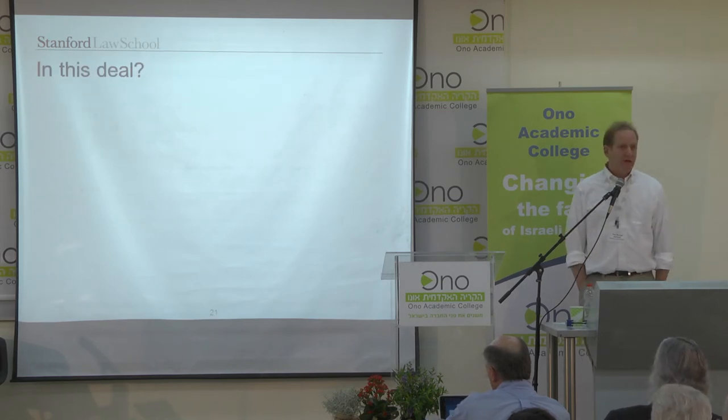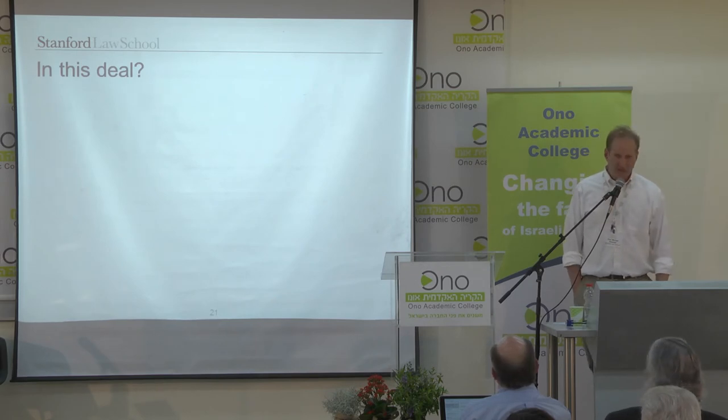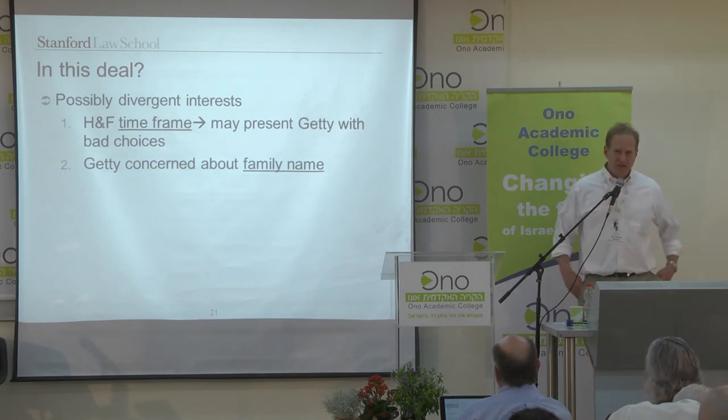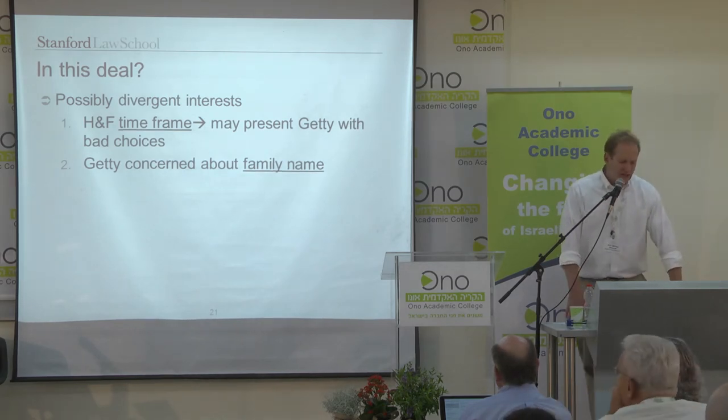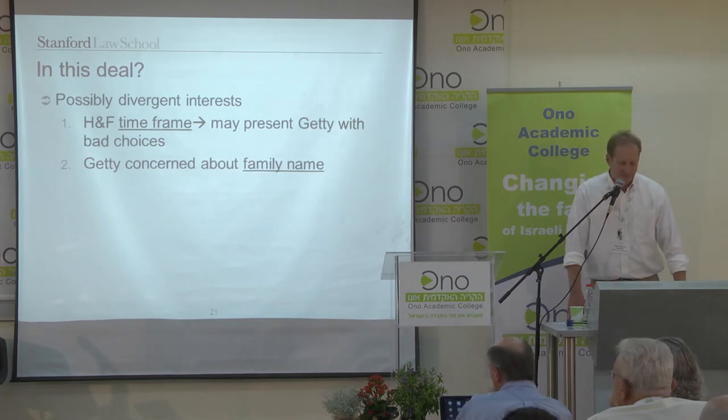So I could end it right there, but then there would be no point in talking about Hellman and Friedman specifically. Hellman and Friedman and Getty had a specific problem. They had potentially divergent interests in selling. Hellman and Friedman had a time frame. They had to sell within, say, 6-7 years when they had to liquidate their fund and pay proceeds to their investors. And Getty had a particular problem with the family name.